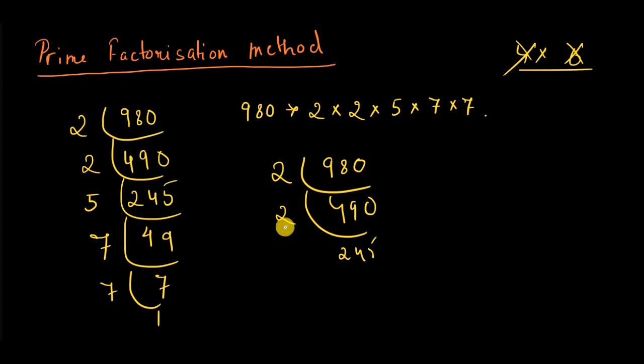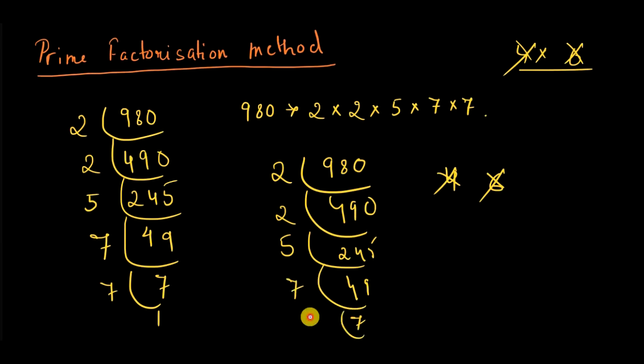Then the next prime number will be 3, but it's not divisible, right? So we don't need to go to 4 because it's not a prime number. Directly we'll check by 5 since 5 is the next prime number. So I did it, 49. We don't need to check by 6 because it's not a prime number. We'll do by 7 and we finished it here.